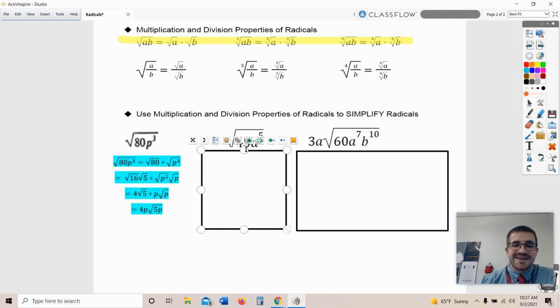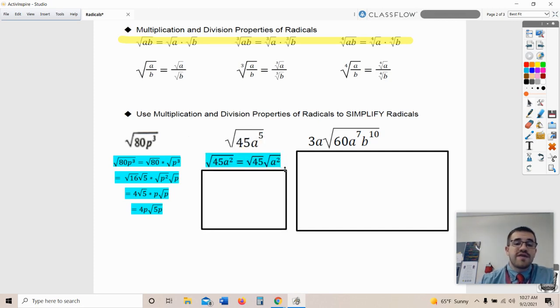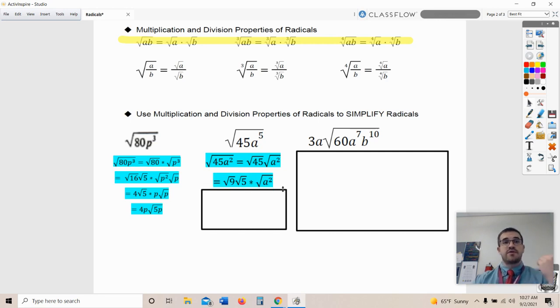All right, welcome back. So the square root of 45a squared breaks down into the square root of 45 times the square root of a squared. 45 breaks down into the square root of 9 times the square root of 5. The square root of a squared, 2 goes into a squared perfectly because we know a times a equals a squared. So you end up with 3 times the square root of 5 times a. Pull everything together. Remember, you want constant, then variable, then radical. So you end up with 3a times the square root of 5.